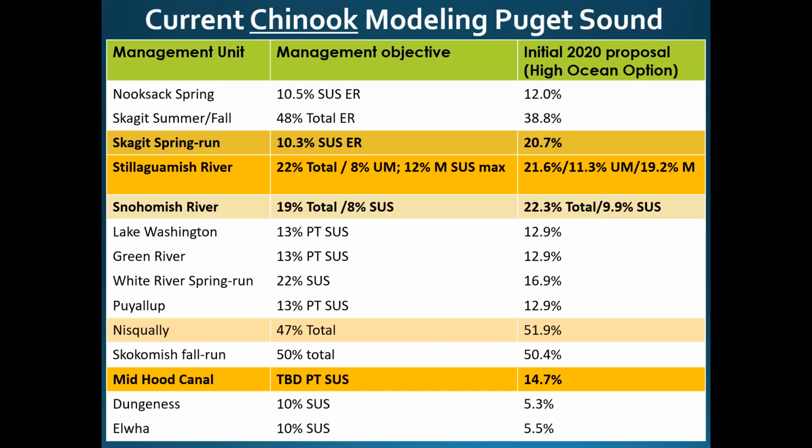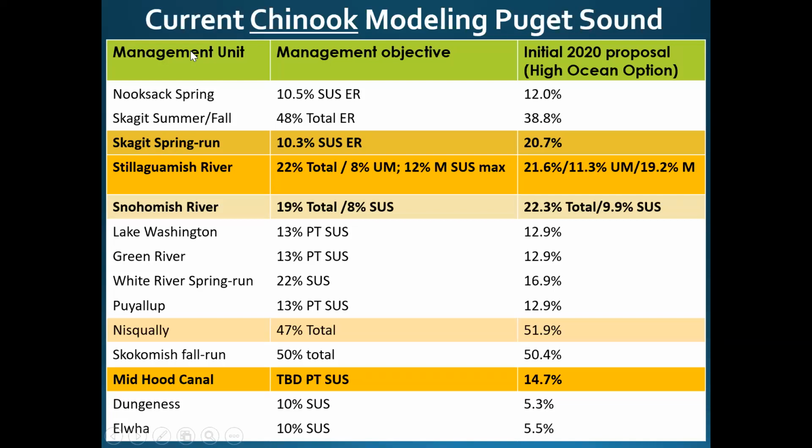And then the other thing that we sometimes look at, for example, for Lake Washington and Green River and Puyallup, is what's called a pre-terminal SUS exploitation rate. So when you see that PT-SUS, it's the same as the SUS, where it's exploitation occurring south of Canada, but only in the pre-terminal areas, i.e. not in the freshwater area and not in the areas directly adjacent to the river of origin for these stocks.